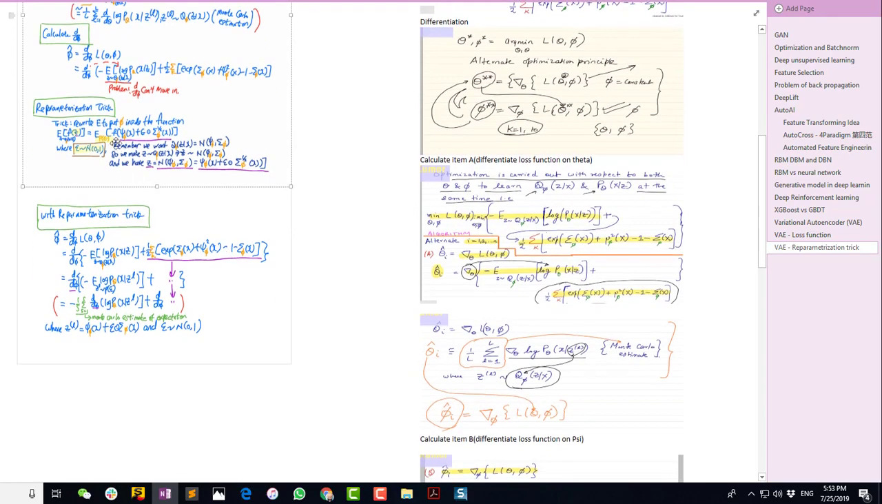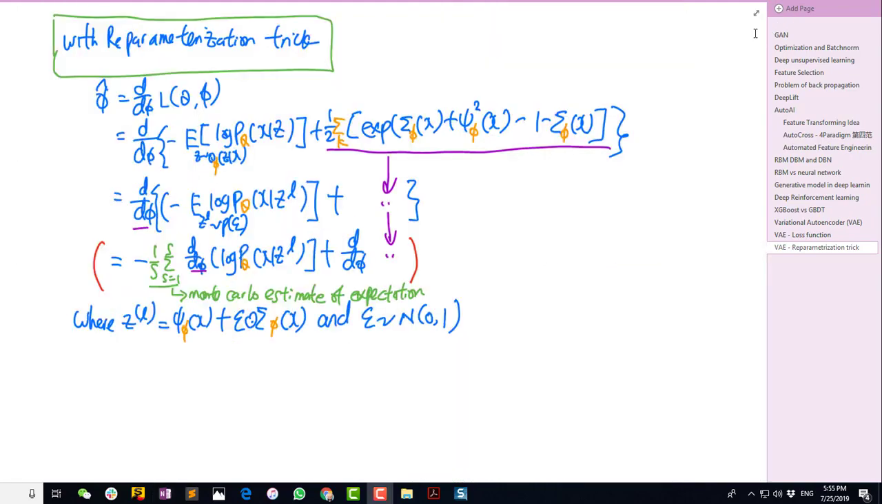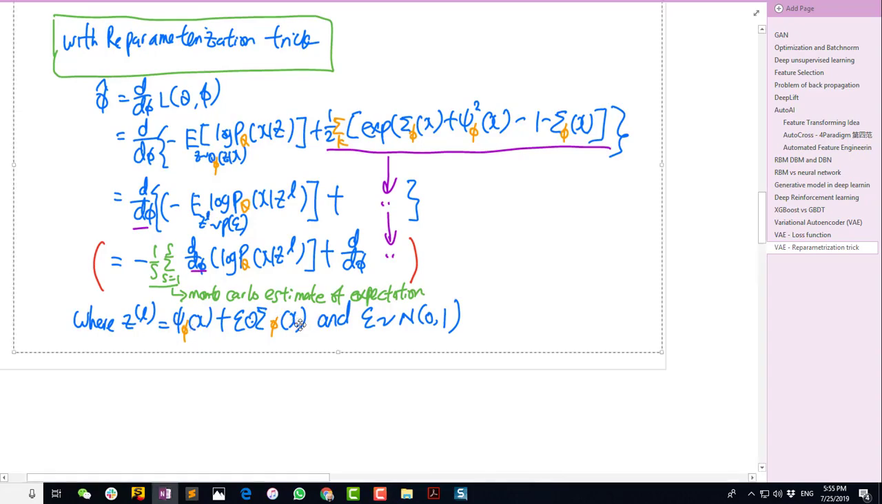And now with this trick, this is the previous one, and after this trick, z now is... So with the reparameterization trick, this is the original loss function, and this is the new one with reparameterization. So the z now becomes z superscript l, which is equivalent to this equation which we introduced before, with a random variable epsilon. Now we have this z^l, which comes from this random variable, and rather than using z, we use z^l, so the rest is the same.